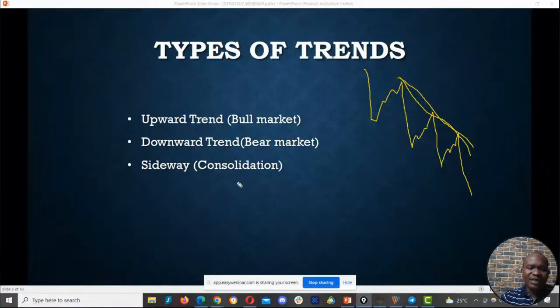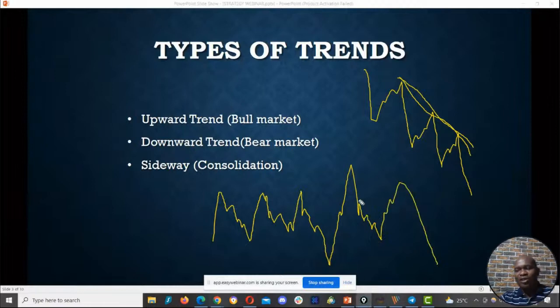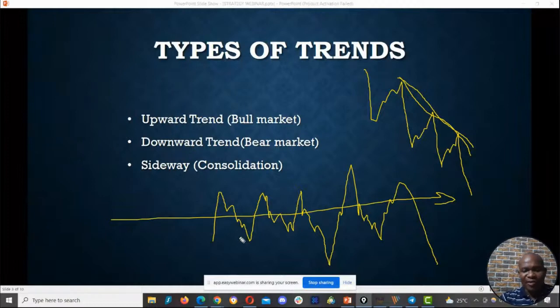Then we also have the sideways move. A sideways move is very, very difficult. We call it a kind of choppy market, where the market drops like this, it goes up like this. You don't know where exactly the market is going. You think it's coming down, it breaks up again. So in this scenario, you don't actually know what the market is doing. The best thing to do in a sideways move, if you are a beginner, is to stay clear of the market. Just wait until the market gives you a certain direction by what you are going to learn tonight.